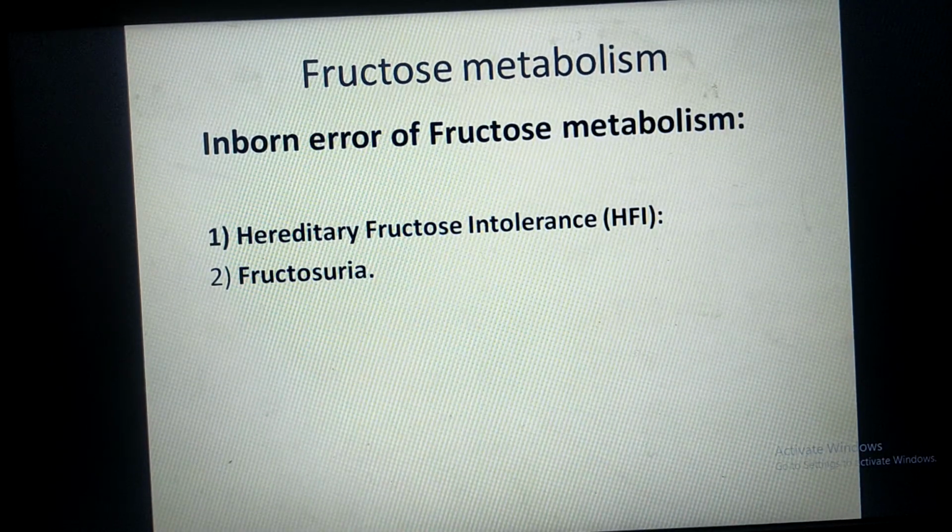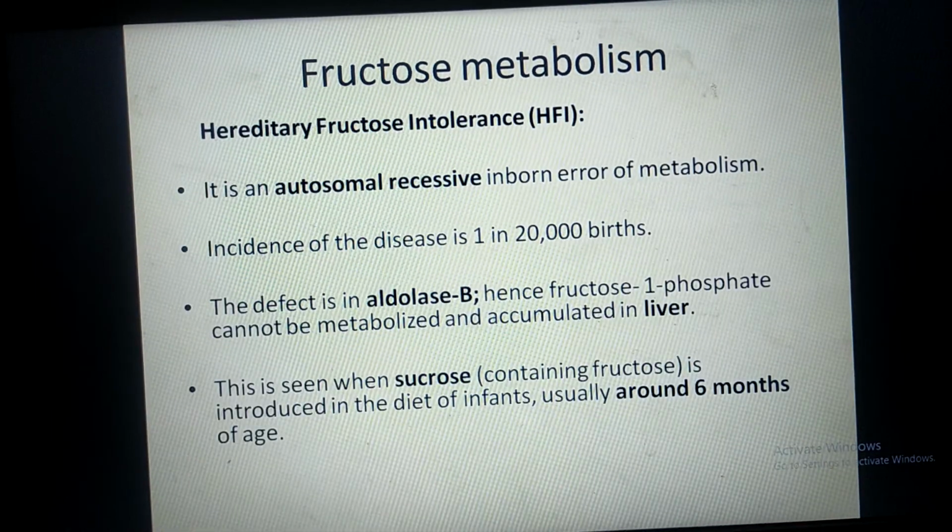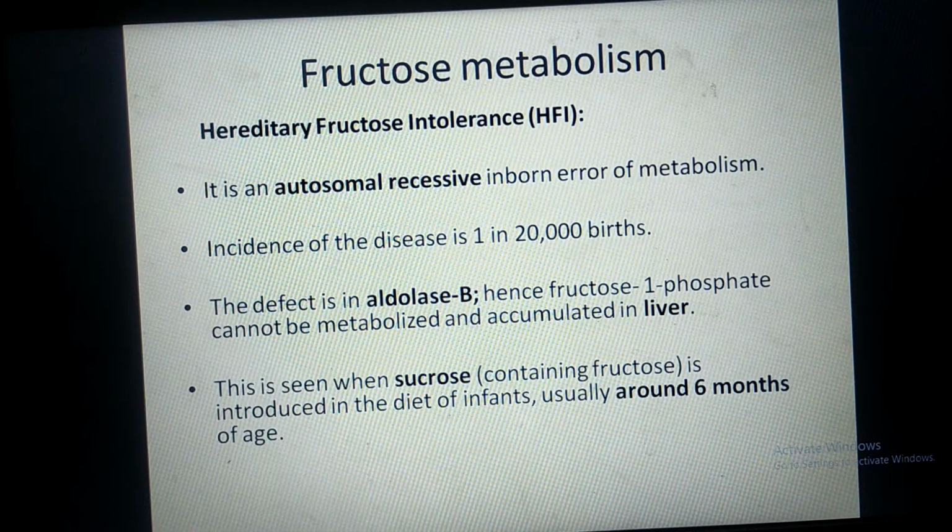Now come to inborn errors of fructose metabolism. Just like galactose metabolism, it has two inborn errors of metabolism. First is hereditary fructose intolerance and second is fructosuria. We will see hereditary fructose intolerance first.